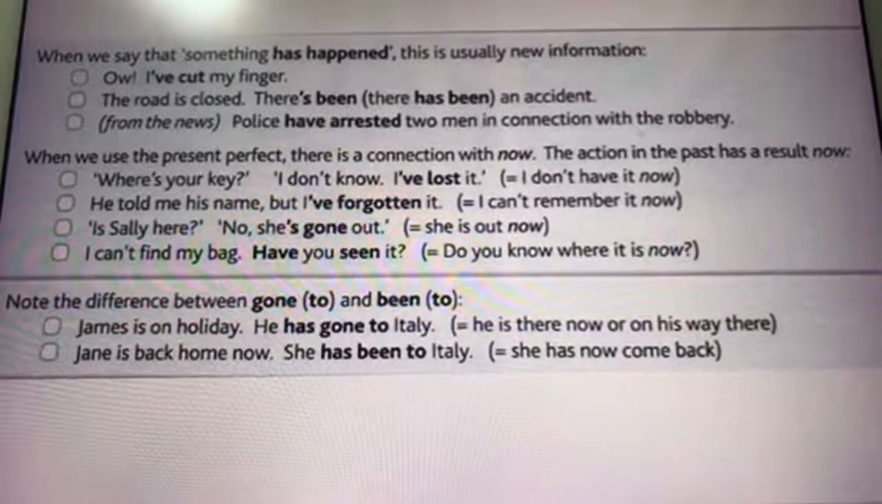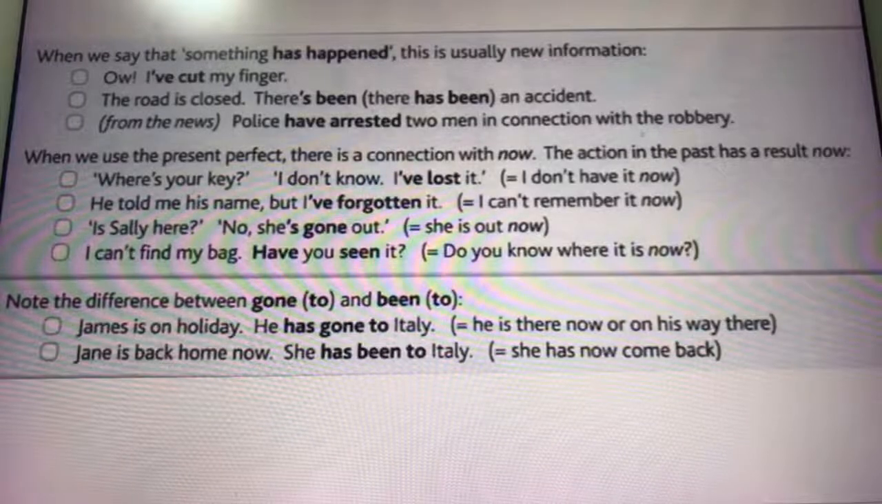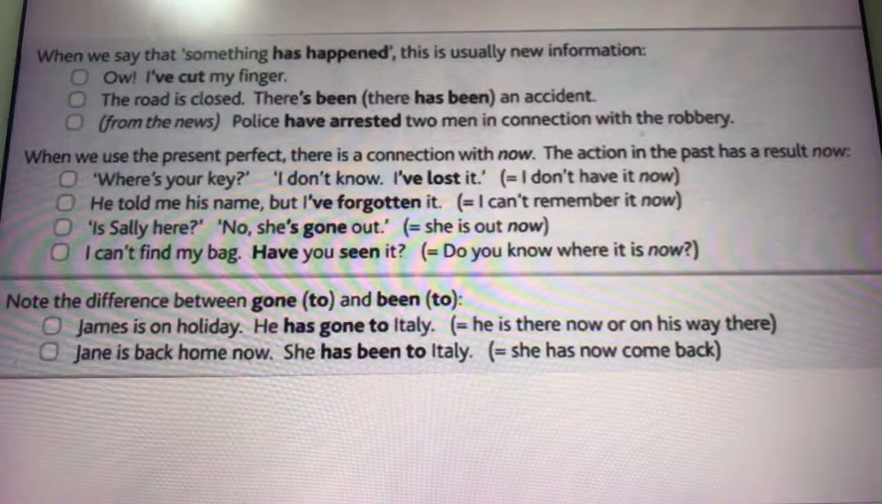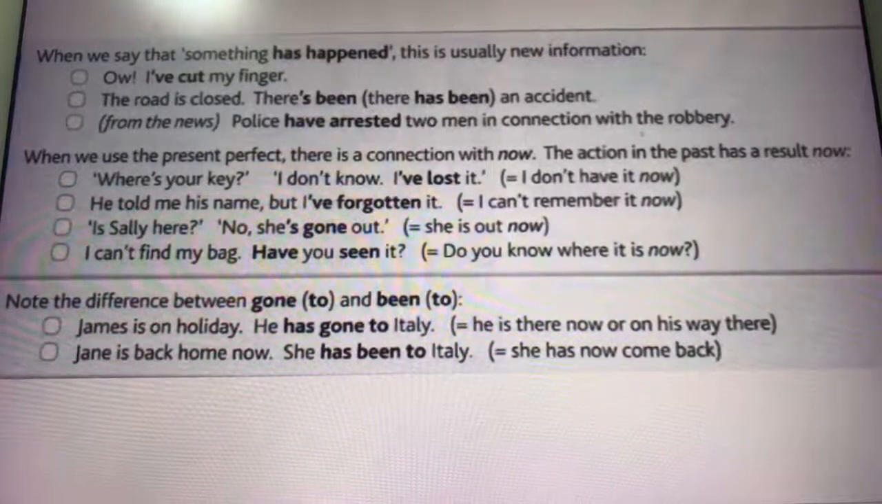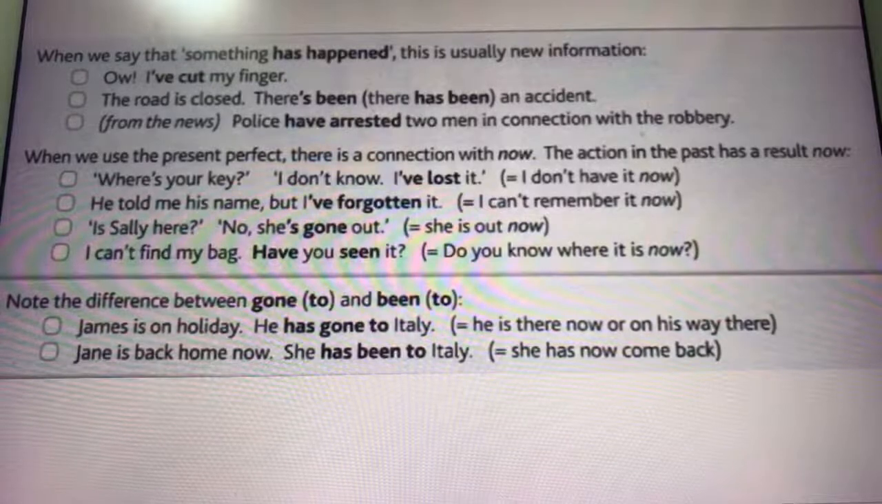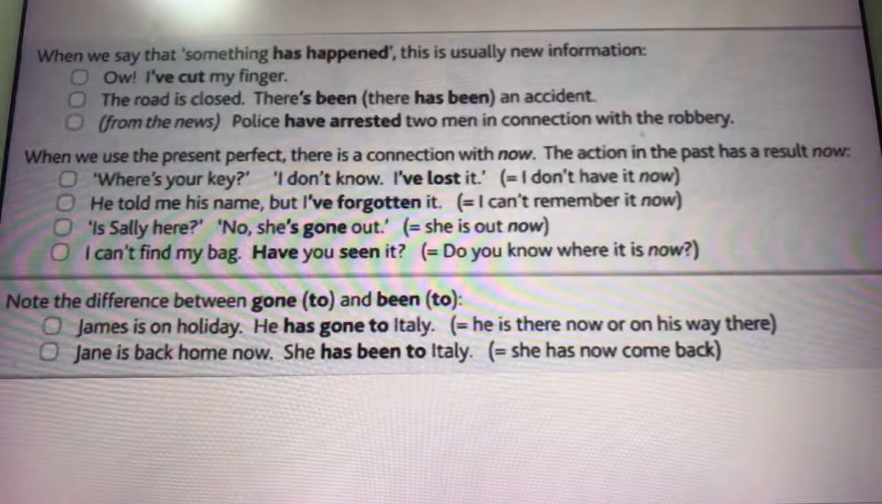Yes. Another one, when we use the present perfect, there is a connection with now. So the action in the past has a result now. Okay? Tatoeba, for example, I haven't eaten yet. Now I'm hungry. Like, why are you hungry? Because I haven't eaten yet. Okay? You understand? Okay.